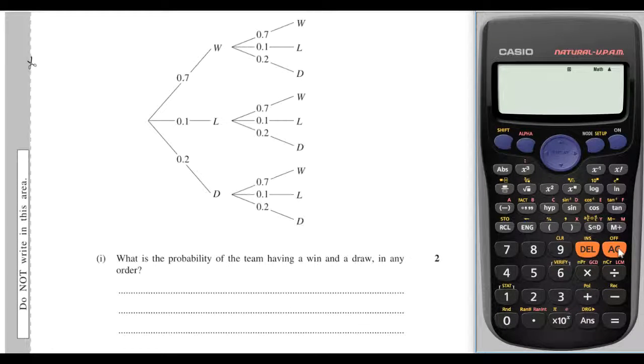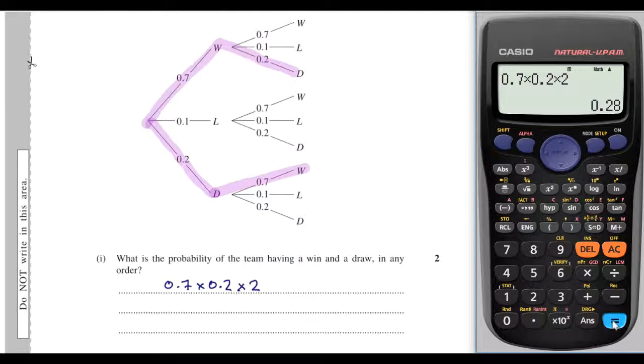Question 28c, Part 1. The probability of a win and a draw in any order corresponds to these two branches of the tree diagram. A win, then a draw, or a draw, then a win. As both branches have the probabilities of 0.7 and 0.2, we can multiply these values and then multiply it by 2, as there are two branches. Giving a probability of 0.28.